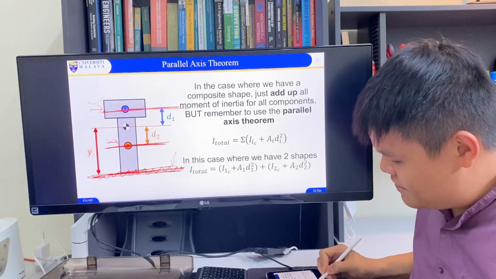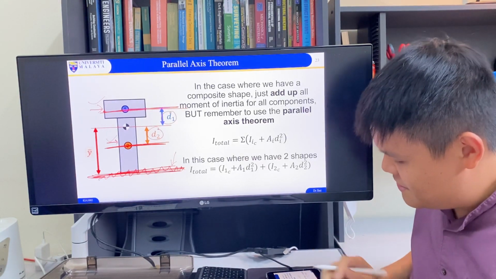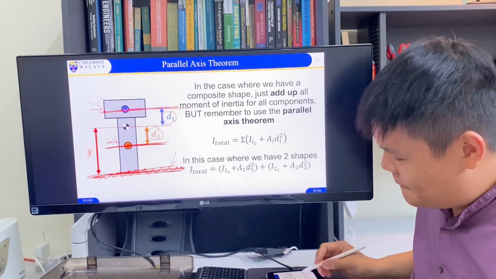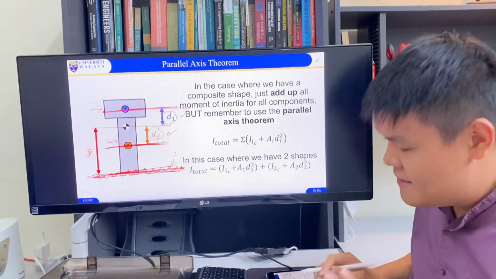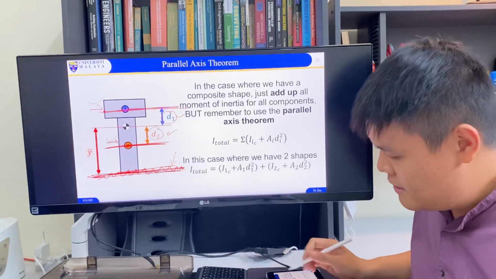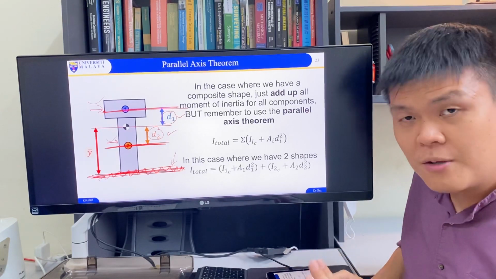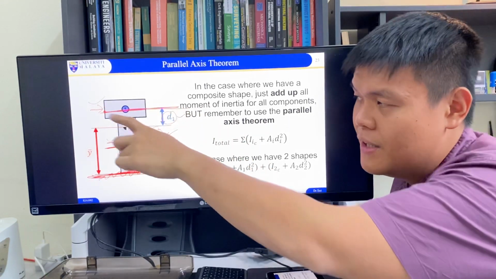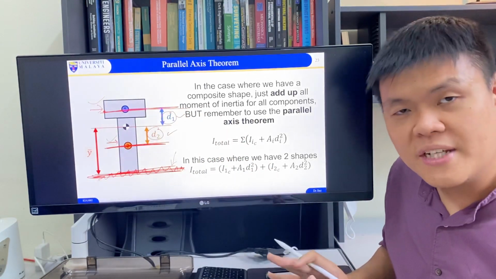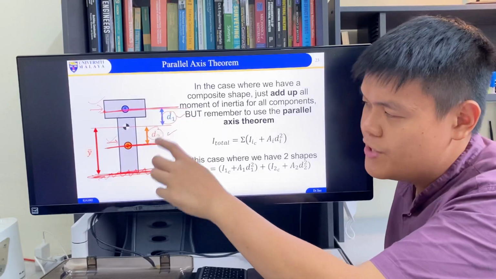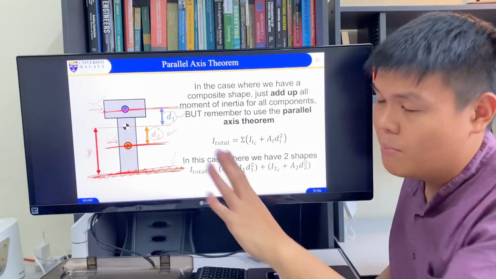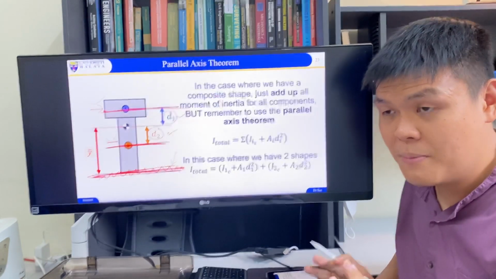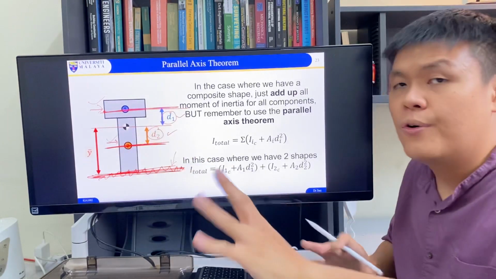Sorry, it's going to be these two. This d is the distance from... so this is d1. So let's talk about d1. d1 is the distance from the centroid of shape 1 to the centroid of the whole body. d2 is the distance from shape number 2 to the centroid of the whole body.